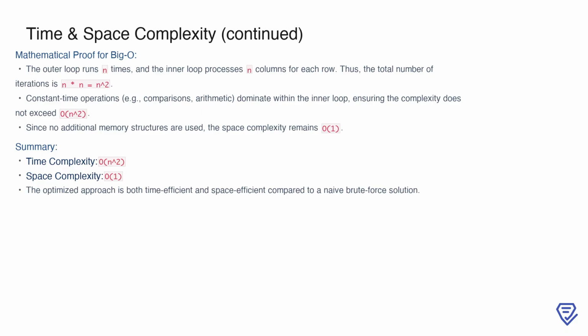As a result, the overall time complexity remains O(n²), dominated by the nested loops. On the space complexity front, since no additional data structures are used and only a constant amount of space is allocated for variables, the space complexity is O(1). In summary, the optimized approach achieves a time complexity of O(n²) and a space complexity of O(1), making it both time efficient and space efficient when compared to the brute force solution.